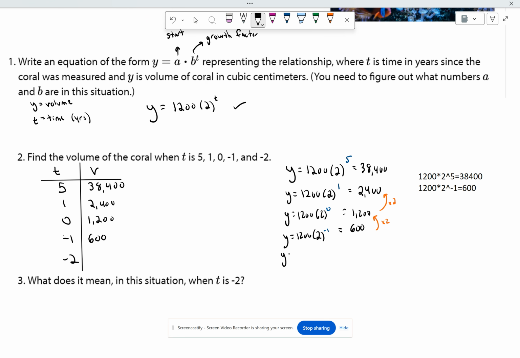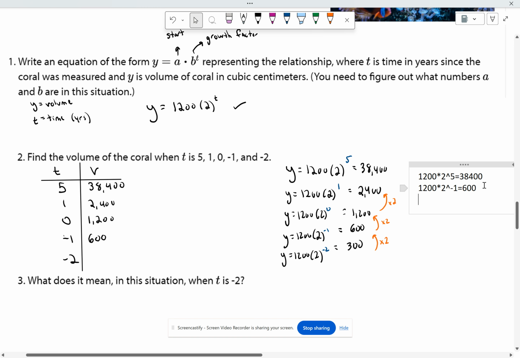So when t is negative 2, I think we can figure this one out too. Whatever it was 2 years ago, when it got doubled, it got turned into 600. So what number, when you double it, becomes 600? Well, it's whatever half of 600 is, which is 300. And I bet that'll check out if I do it in the calculator. 1,200 times 2 to the negative 2. And that gives us 300. Perfect.